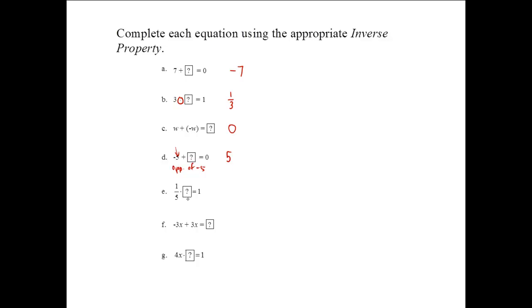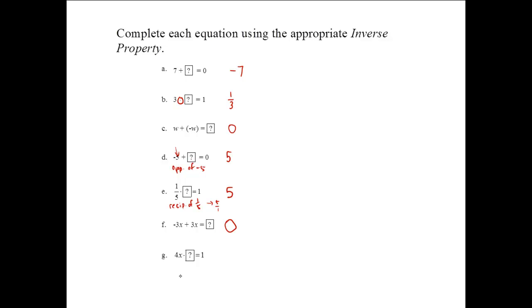In part E, we have 1/5 times some number is equal to 1. A number times its reciprocal is 1. So what is the reciprocal of 1/5? 5 divided by 1, or 5 over 1. More simply, 5. Part F, we have negative 3x plus 3x. Here we have a term and its opposite being added together. The answer is 0.